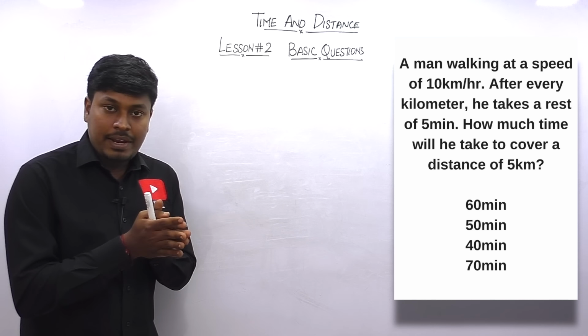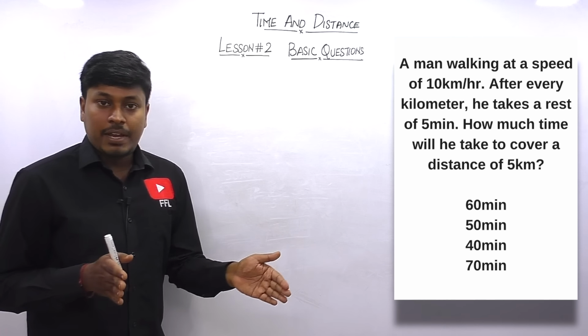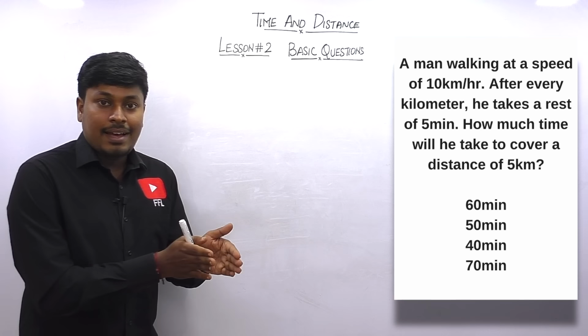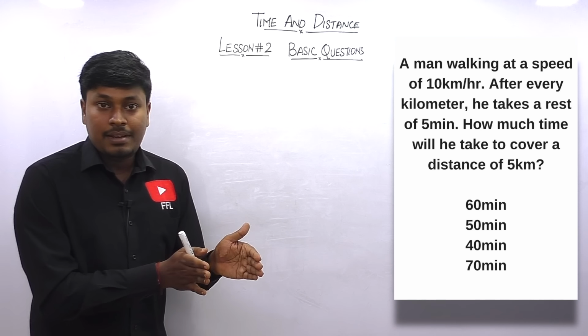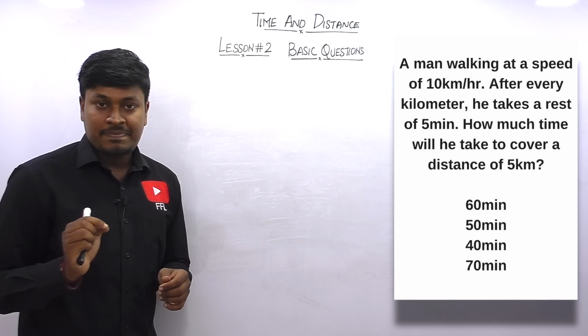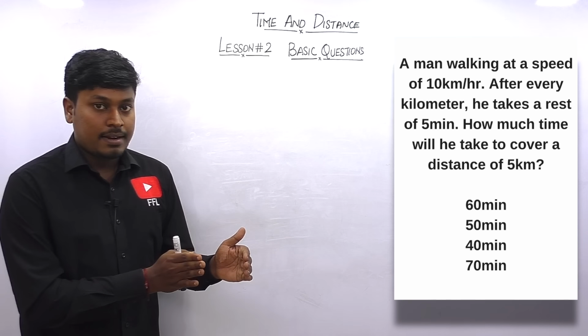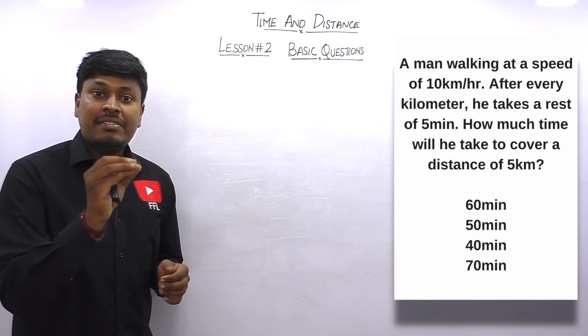And our target is to find the time taken to reach 5 km. But after traveling every kilometer, he is taking 5 minutes rest. So his speed is 10 km per hour. After covering 1 km, he is taking 5 minutes rest.